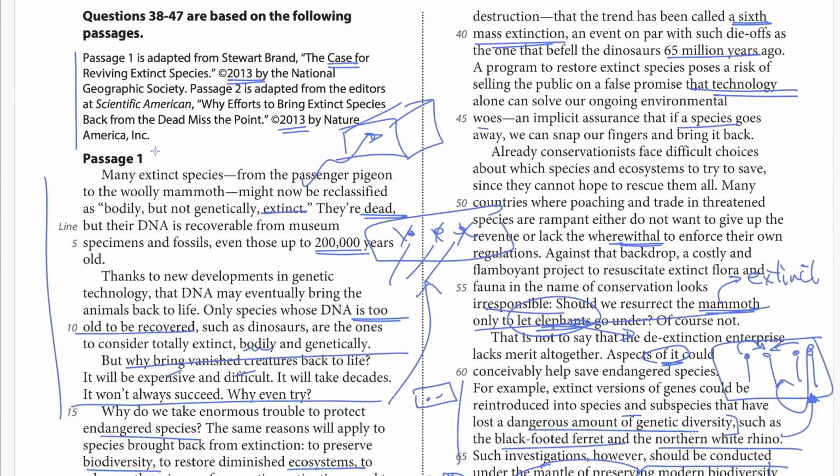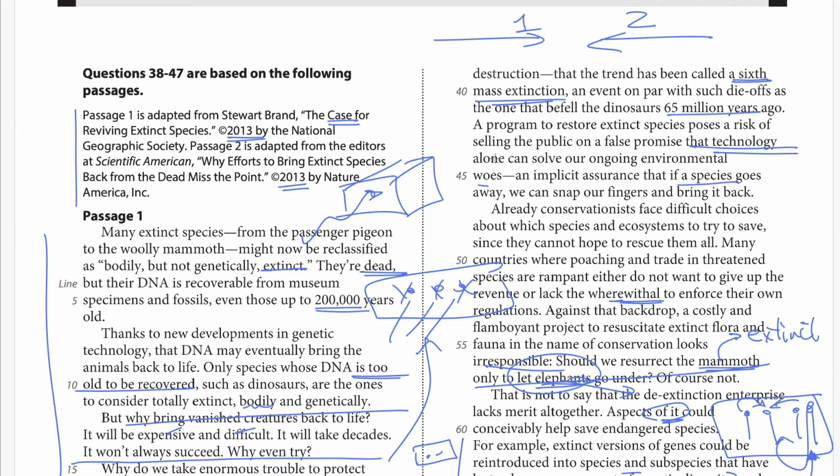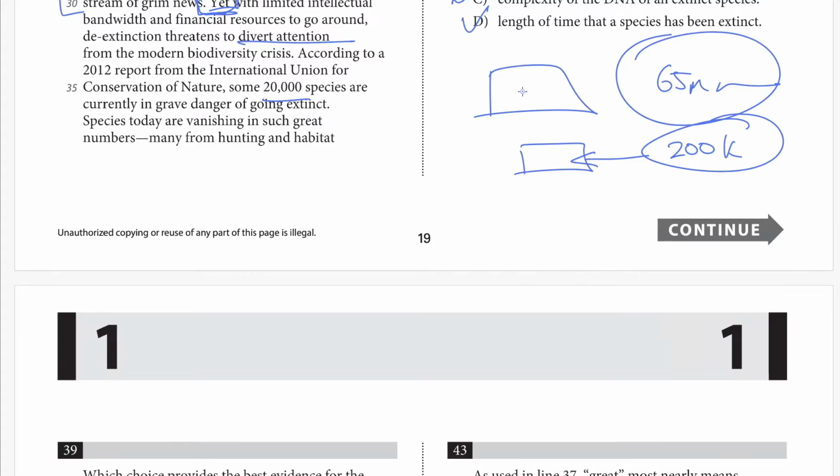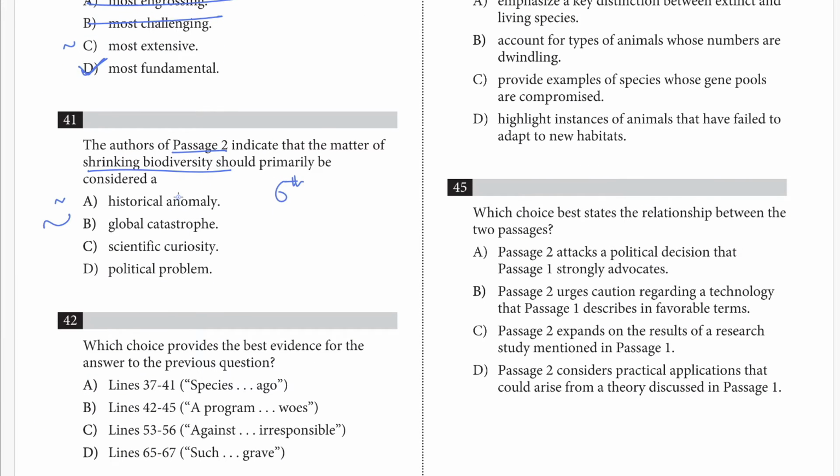Somewhere over here, I remember they said it's a die-off, right? It's a mass extinction, so it's a big deal. Okay, a scientific curiosity, shrinking biodiversity is a scientific curiosity, but these guys haven't mentioned it. Okay, so that's why this is out. A political problem, for sure, it is a political problem right now and forever, right? But that's never mentioned. So that's why this is gone. And out of these two, B is your answer.